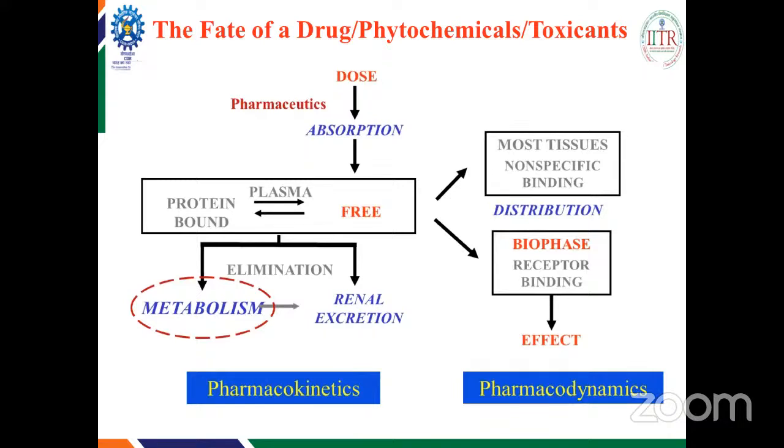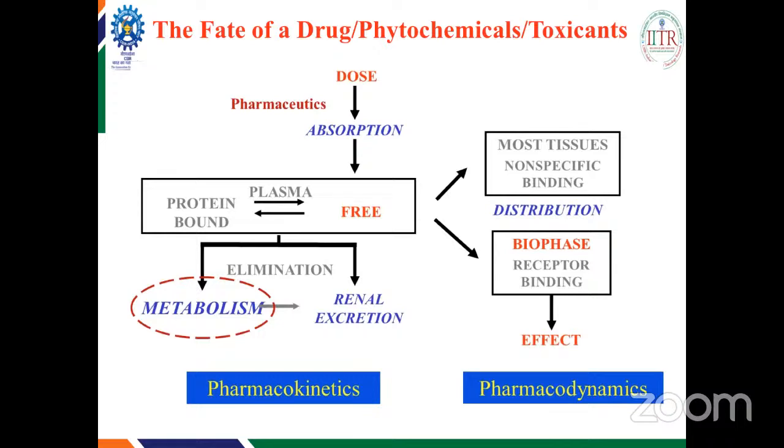So what actually happens for any drug molecule when it is being administered? As you can see, I have included this for any toxicant or phytochemical or drug molecule. After the absorption process, the compound goes into the plasma and it exists in two forms, either free form or bound form. We have to remember a very important concept: only the free drug is available for metabolism or elimination from the body, or for any kind of therapeutic effect.